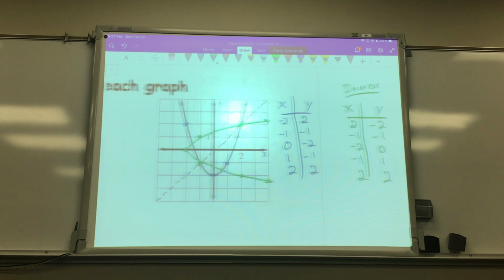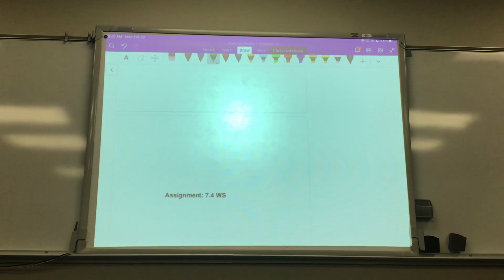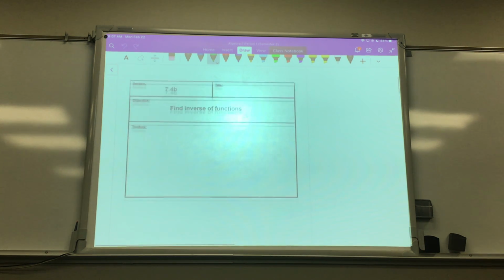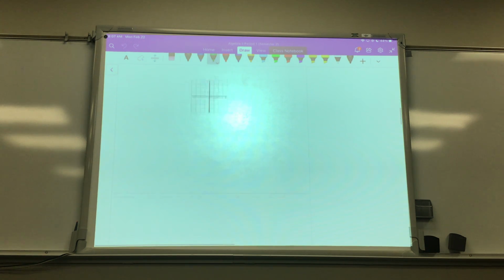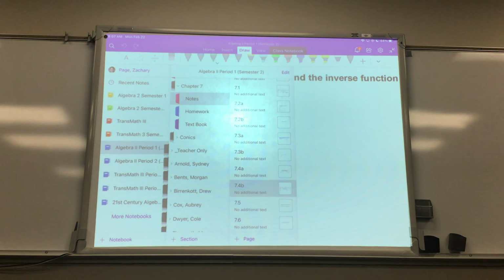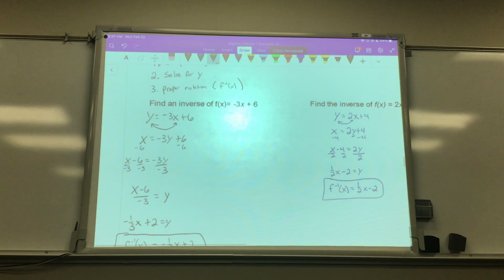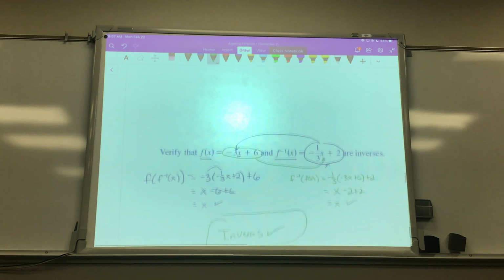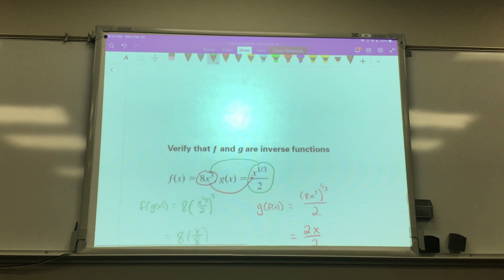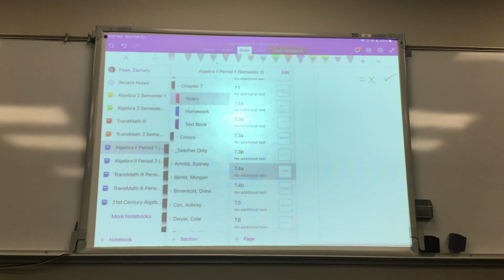All right. Go to the 7.4b as well. Go ahead and find the inverse of that function, negative 3x plus 6. Did we do that one already? Oh, we just verified. Okay, go ahead, find the inverse of that function.